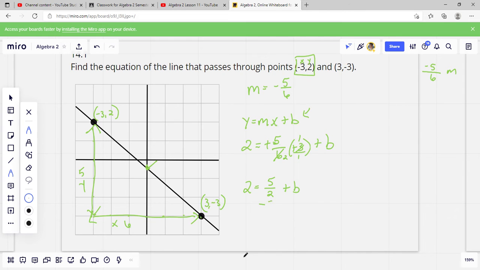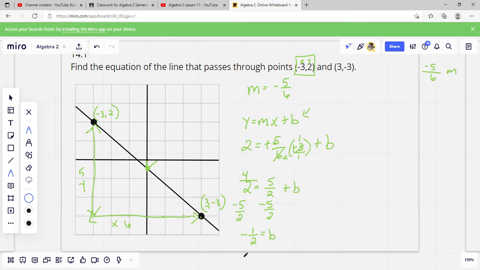So now we have to subtract 5 over 2 from both sides. If we change this into, let's see, 2 is the same thing as 4 over 2, minus 5 over 2, we get -1 over 2, -1/2. And look, that point is at, looks like, -1/2 down. So this is going to be our b value.